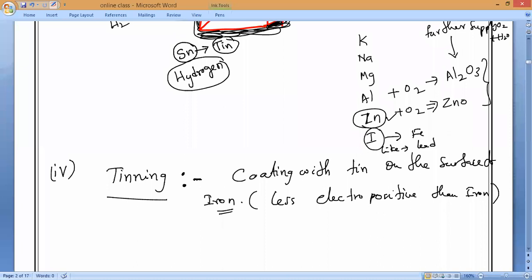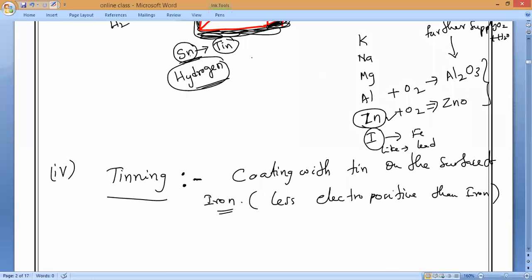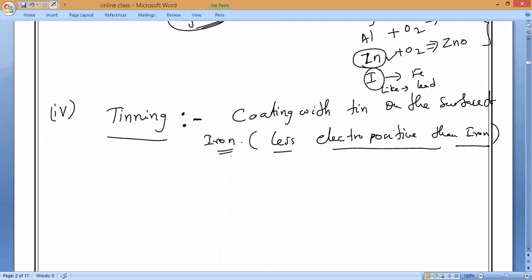In the original metal activity series, tin is not mentioned, but tin is less reactive than iron and more reactive than hydrogen. For your purpose, I am saying you have to remember that after lead, tin will come. Only very few metal activity series mention it. It is less electropositive in nature, so that is why it will protect the iron from corrosion. This is tinning. Any doubt, guys? Please respond.